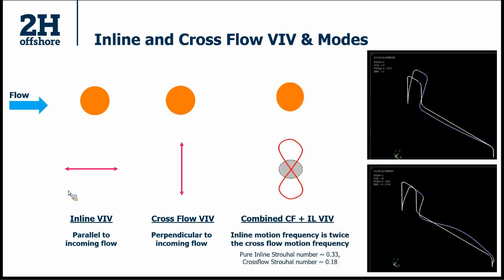And finally, you have a motion which is a combination of your cross-flow and inline VIV. We call this cross-flow induced inline VIV. When your pipe does its cross-flow vibration, it does not do it in one plane; it does a figure of 8. Because of that, even though it's vibrating in the cross-flow direction, it has a component of motion in the same direction as your flow, and that vibration occurs at twice the frequency. You can see that from the Strouhal numbers: your pure inline VIV occurs at a Strouhal number of around 0.33, whereas your cross-flow occurs at 0.18.